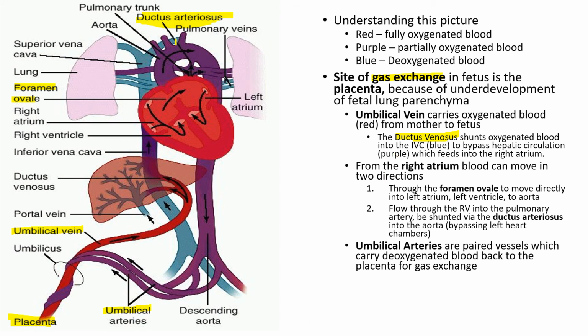Something that might help you remember the difference between the ductus arteriosus and the ductus venosus is that the ductus venosus is with the umbilical vein and the ductus arteriosus is with the pulmonary artery.